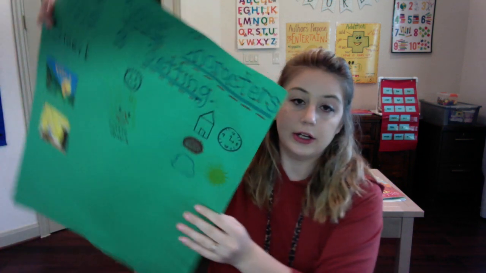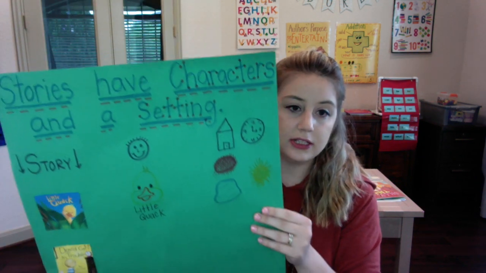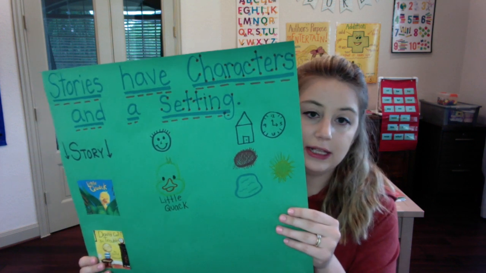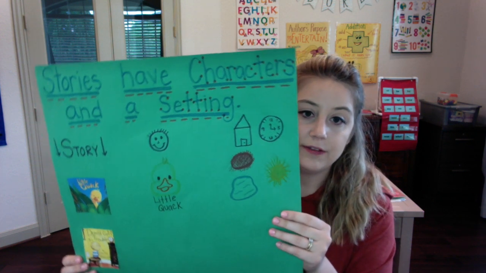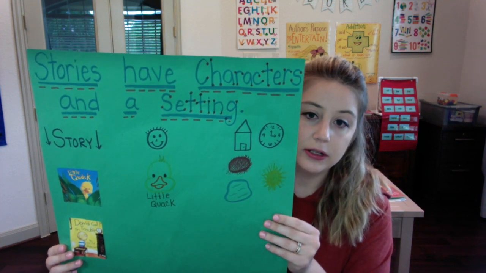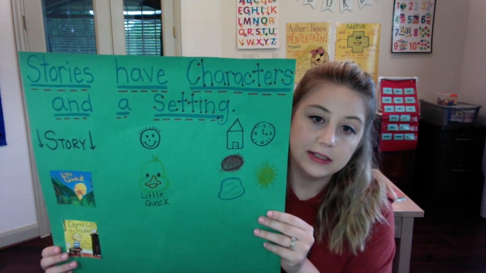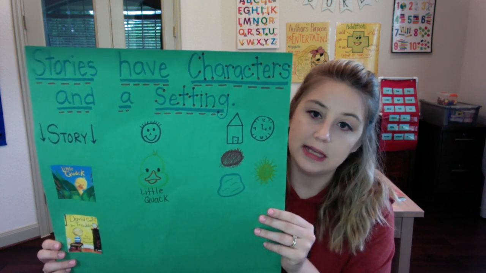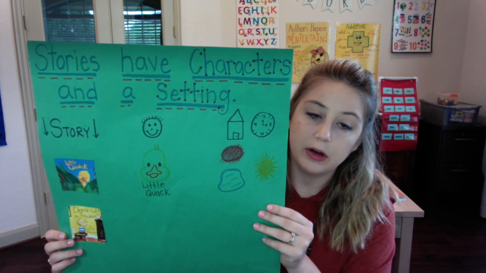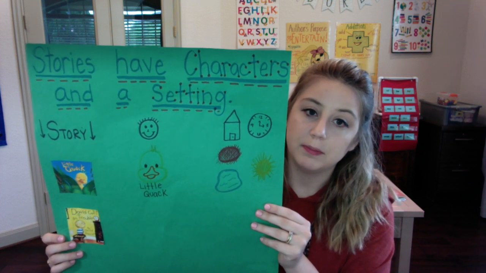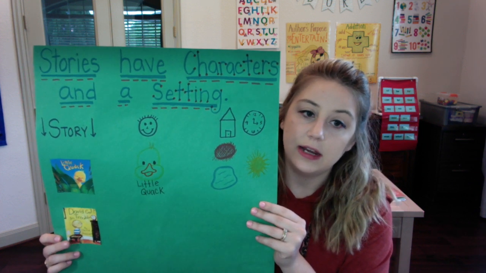So boys and girls, we're going to get our anchor chart right here. We started this anchor chart yesterday with Little Quack, and we identified Little Quack as the main character. The setting was the nest and the pond during the daytime. So today we are going to think about the character and the setting for David Gets in Trouble.